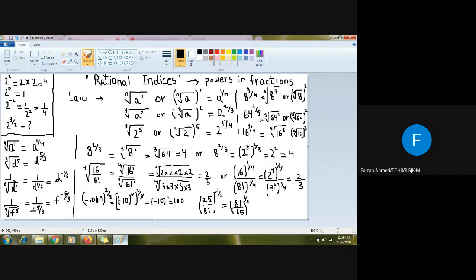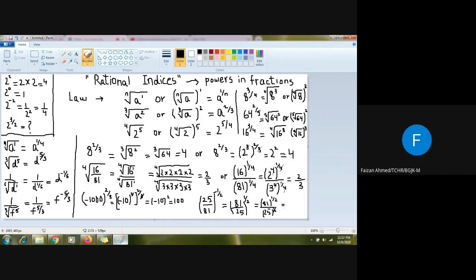So now what will I do? I will just give the powers to 81 and 25 separately. This 81 whole to the power half, and this 25 to the power half as well. Now I have to remove this 2, so I have to think of a number whose square power is 81. Whose square power is 81.